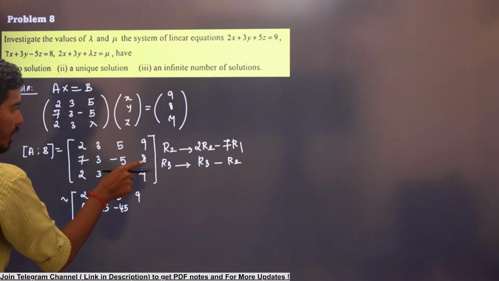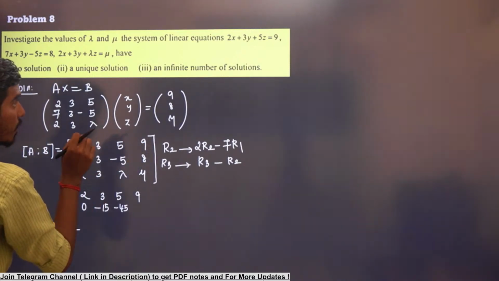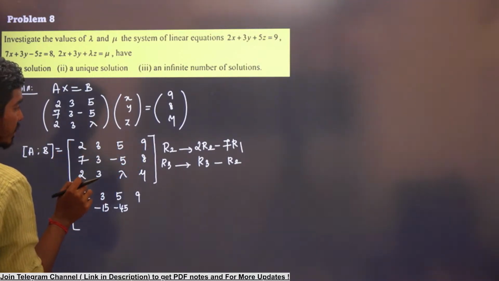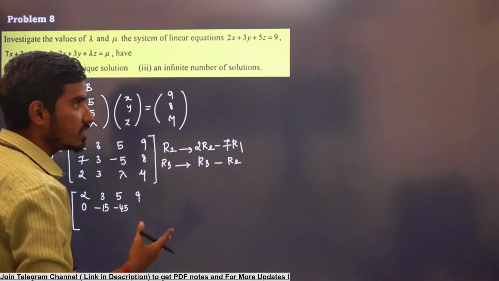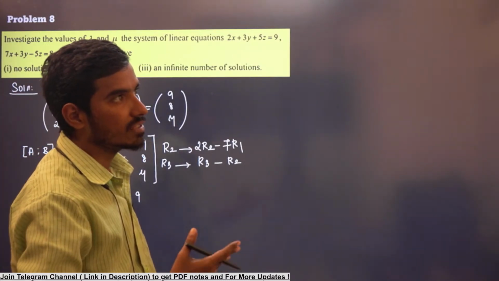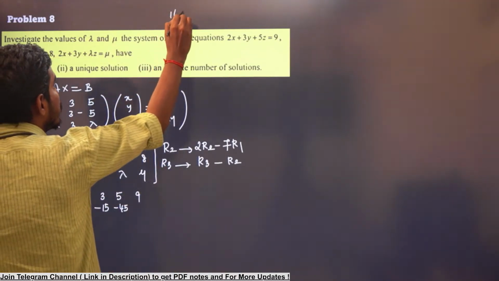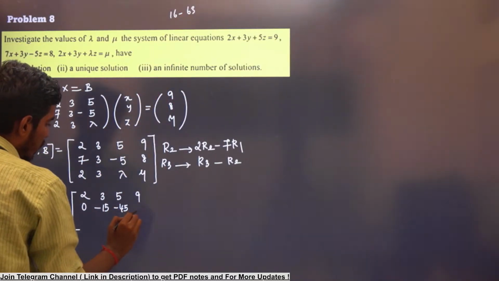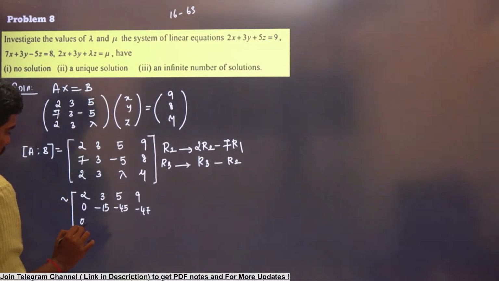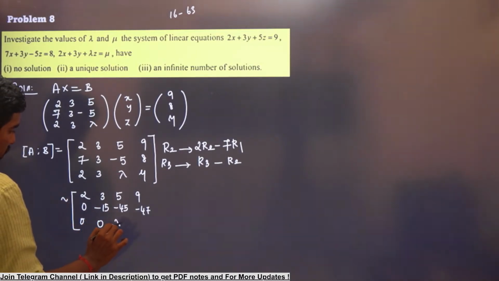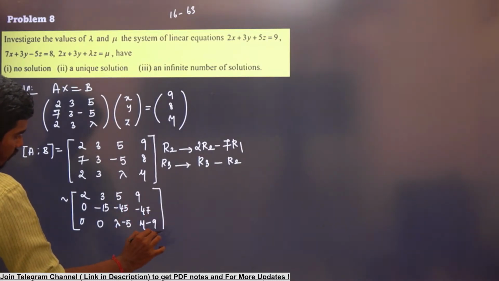Now you multiply 2 here, it will be 16. You multiply 7 here, this will be 63. So 16 minus 63, there will be minus 47. Right? And here you have to subtract: 2 minus 2 is 0, 3 minus 3 is 0, and this will be lambda minus 5, and this will be mu minus 9.